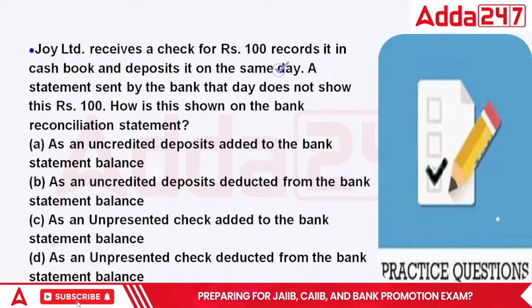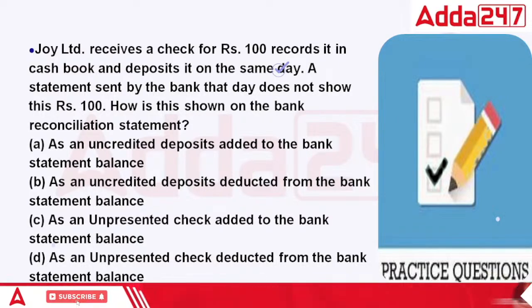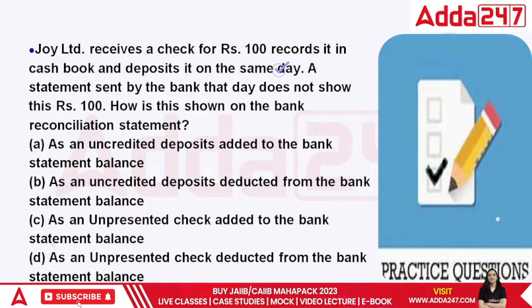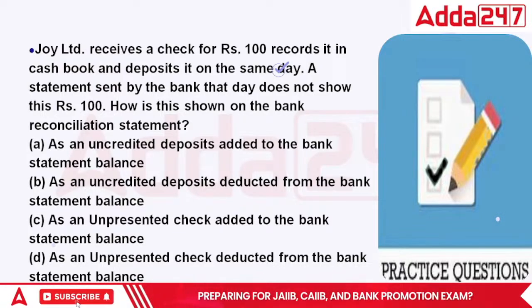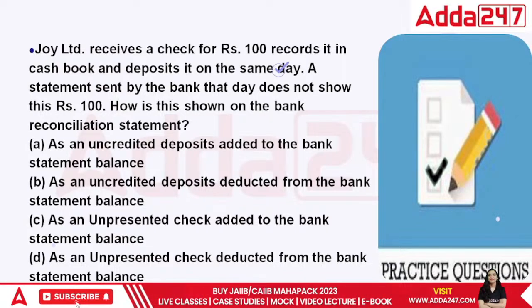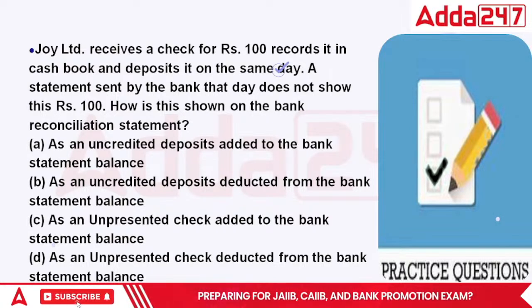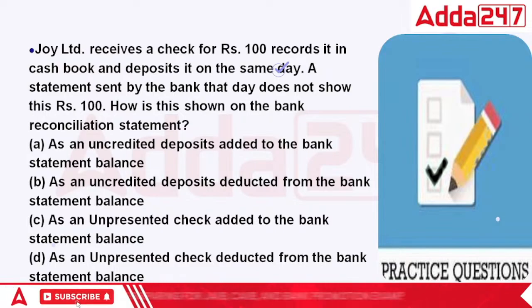The question says that Joy Limited receives a check of ₹100, records it in the cash book and deposits it on the same day. I received a check and deposited it in the bank on the same day. A statement by the bank does not show that ₹100, because obviously it takes at least 3 days to clear a check. Now, how will this be shown in the bank reconciliation statement? First of all, this is a timing difference, so whenever there is a timing difference, we have to respect that timing. Everything has to be recorded accordingly.